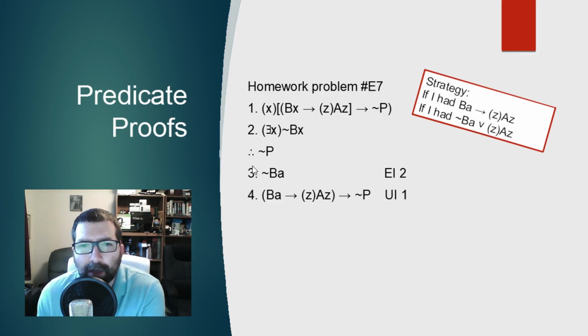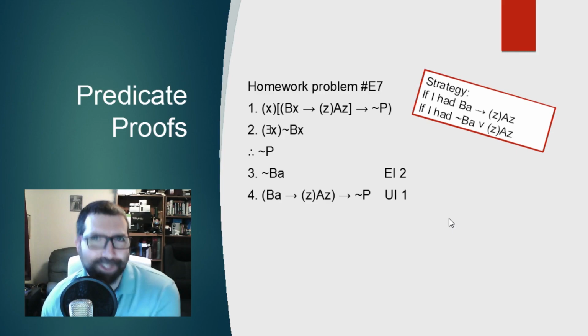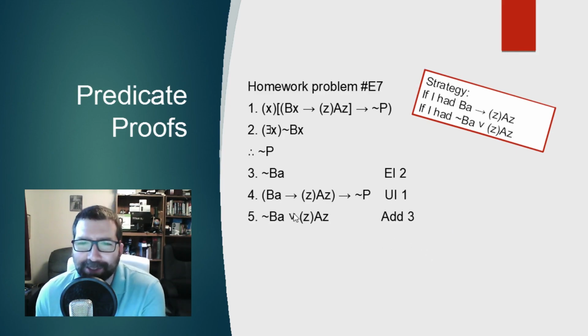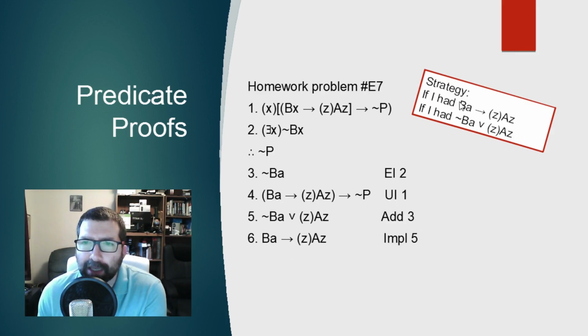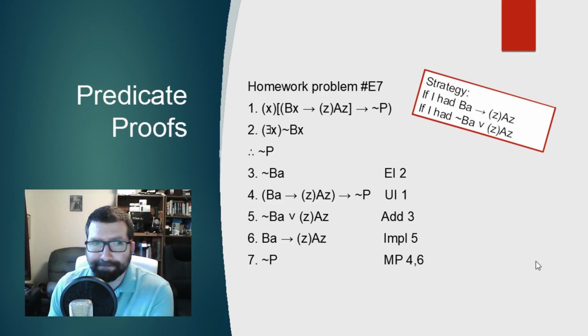You notice we already have this part, which means we could just add this second part. It could come from, like last time, the power of the imagination. We just invent it, right? So that's what we do. We have not BA or, since we can add anything with an or, not BA or ZAZ. And now we can use material implication to get this, which is what we wanted in the first place, which then allows us to do modus ponens on 4 and 6 in order to get our conclusion, not P.